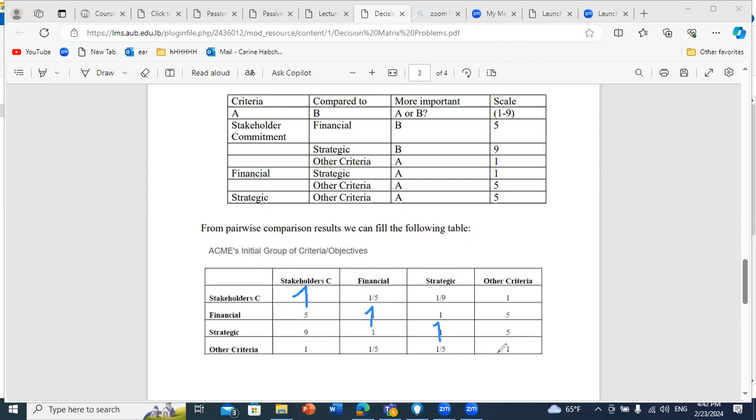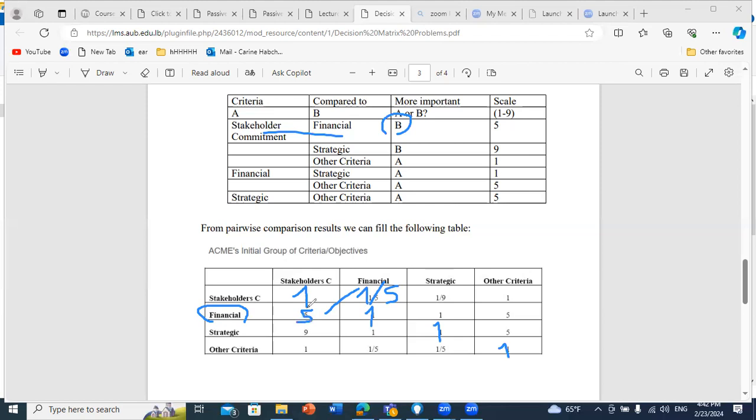Then I start to see what do I have. Stakeholder versus financial. I look here. Because B is more important, then stakeholders' commitment will have a low grade. So it's not 5, it's the inverse. It's 1/5. And automatically, when I have the same comparison but now with financial as reference, it's symmetric. The symmetric will be here.